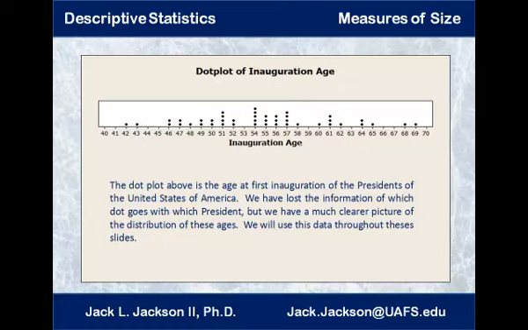Now we have lost some information that was in our chart. It says nothing about their religion, it says nothing about their party, and it doesn't even have the names that go with each dot. But it does keep all of the information in terms of which ages we have, and it gives us a nice visual representation of how they're spread out.